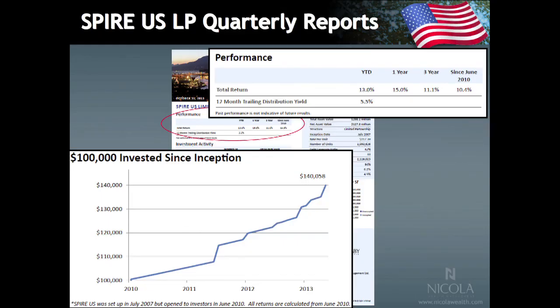If we look at performance, again, since inception in the US, just over 10%. Distribution, we're at 5.5%. We've raised it from 5 to 6% during the year. I failed to mention on the last slide for the Canadian, we're at 7.2%. And the returns since inception, again, that trajectory, it's pretty consistent. There isn't a lot of volatility.